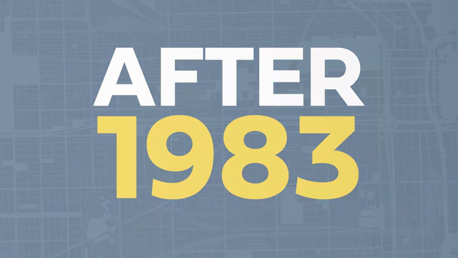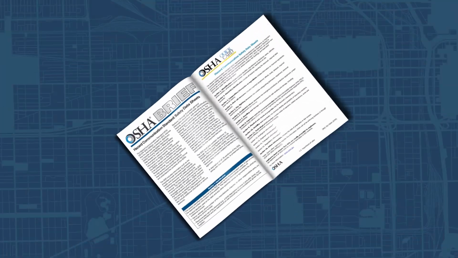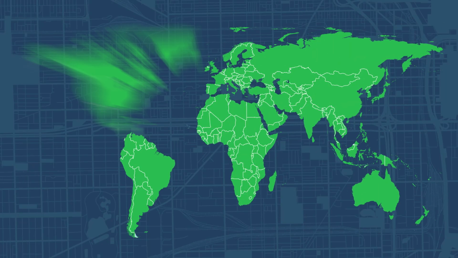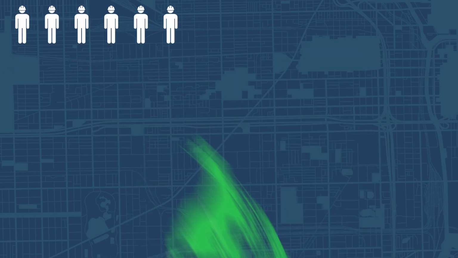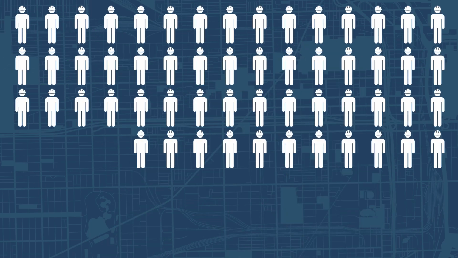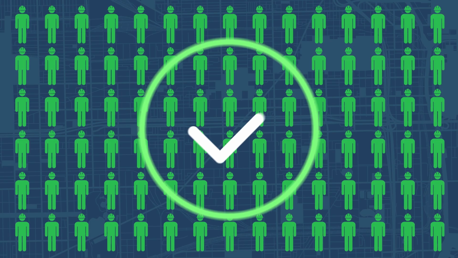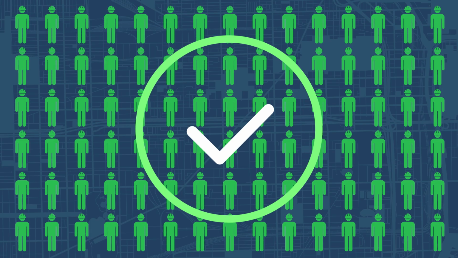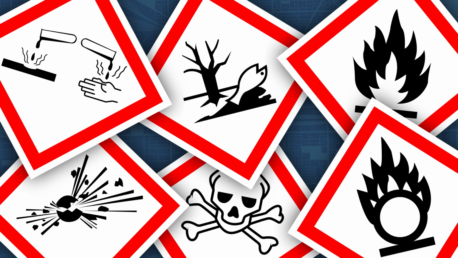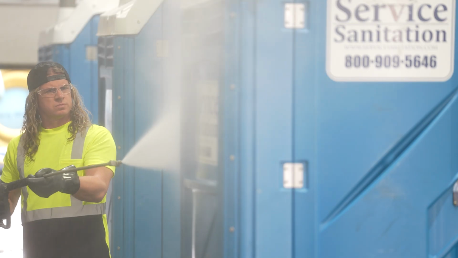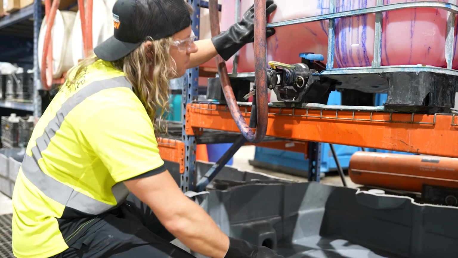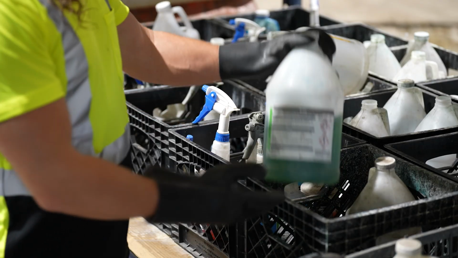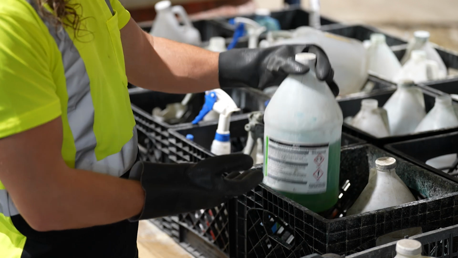After 1983, the Hazard Communication Standard was introduced to bring U.S. chemical safety practices in line with universal global leaders. This standard ensures millions of workers are properly trained to handle chemicals safely. As a result, it has greatly reduced workplace injuries from chemical reactions, fires, explosions, burns, and long-term health risks. As a service sanitation employee, you have the right to know about the chemicals you work with and any potential hazards they may pose.